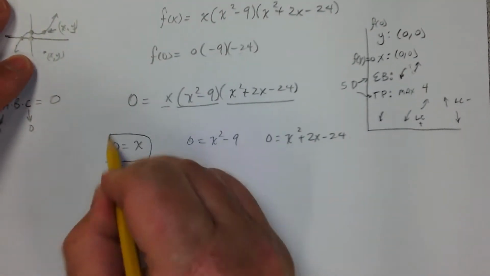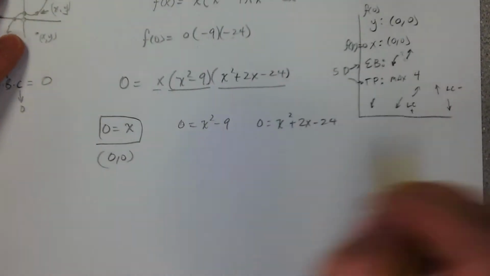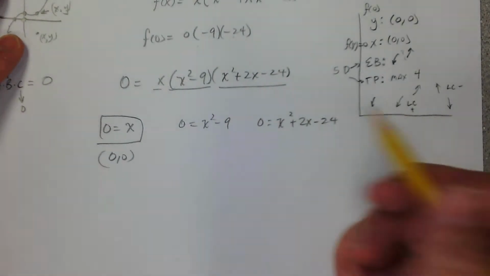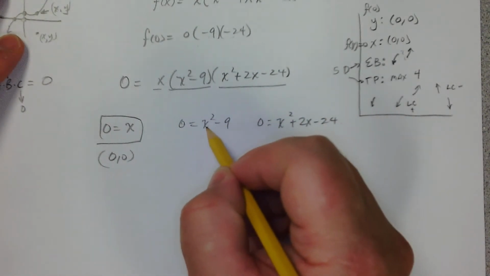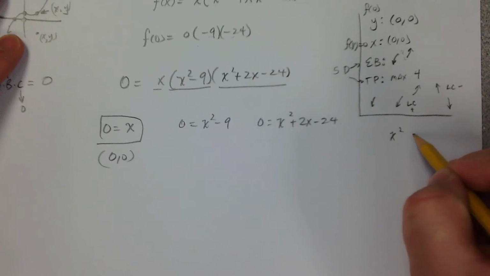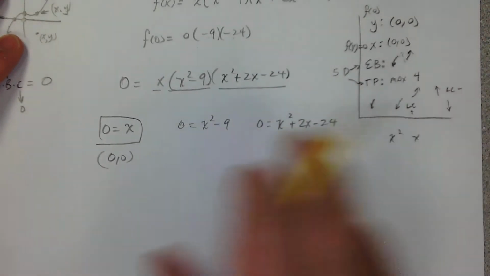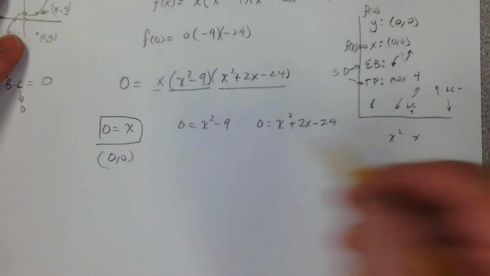Well, this one's already solved, right? So we already knew that. We had 0, 0. This one, it's going to be plus and minus 3. You can factor it and solve it, or you can just use inverse operations. There's only one x. If you have an x squared and an x, you can't use inverse operations to solve it. You're going to have to do factoring or quadratic formula.